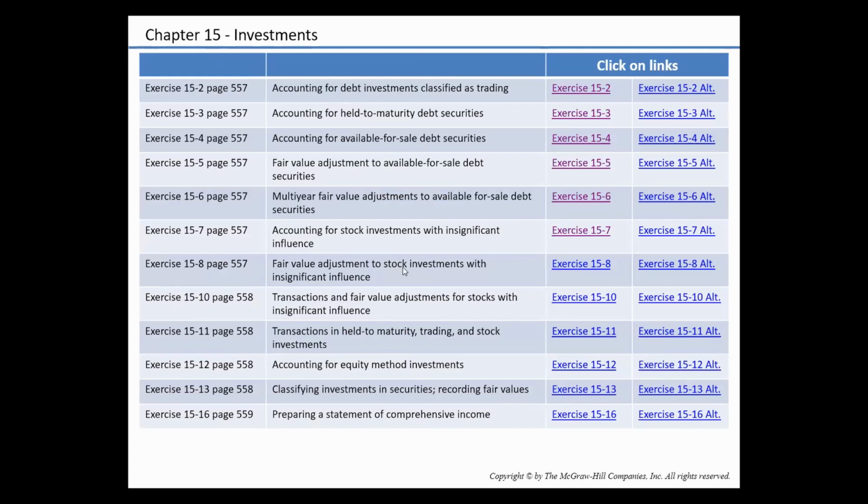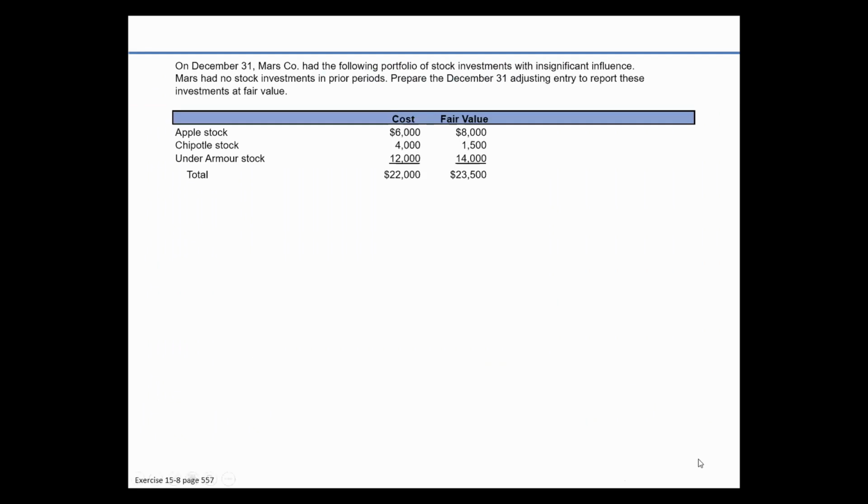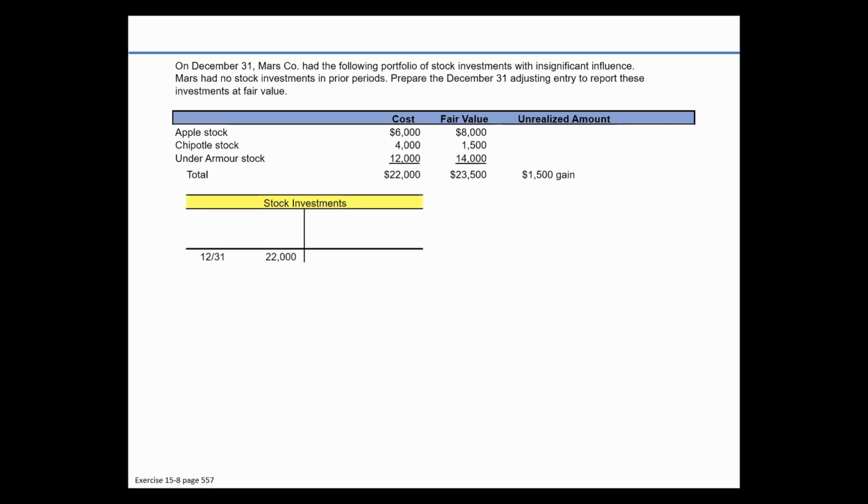Fair value adjustment to stock investments with an insignificant influence. So on December 31st, Mars Company had the following portfolio of stock investments with insignificant influence. Mars had no stock investments in prior years. So we'll prepare the December 31st adjusting entry to record these investments at fair value. And so we see that overall we had a $1,500 gain, because we see that Apple stock went up, the Chipotle stock went down, and then the Under Armour stock went up. But overall, we had a $1,500 gain.